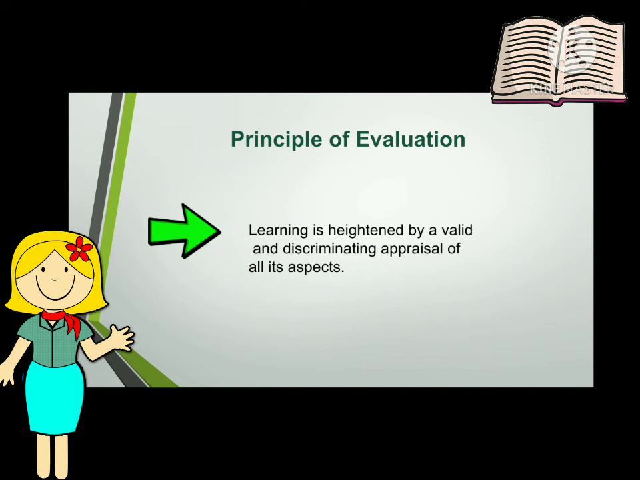And the last principle is the principle of evaluation. Learning is heightened by a valid and discriminating appraisal of all its aspects. When we say evaluation is a component of effective instruction, it is necessary to determine whether the objectives of instruction have been carried out and learning or understanding of the lesson has taken place. It is only by knowing the effectiveness of instruction that teachers can determine the value or worth of the lesson, as well as the specific procedures that go with the teaching learning process.